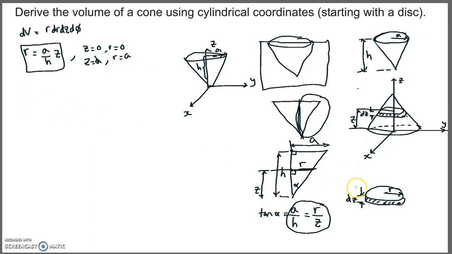So now let's get back to our disk. We have a disk that has a radius of r and has a thickness that we've called dz. So what's the volume of this disk element? So dV equals, we'll treat this disk element as if it's a very small cylinder. The volume of the cylinder is the area of the base, which is pi r squared, it's just a circle, multiplied by its thickness, which is dz.